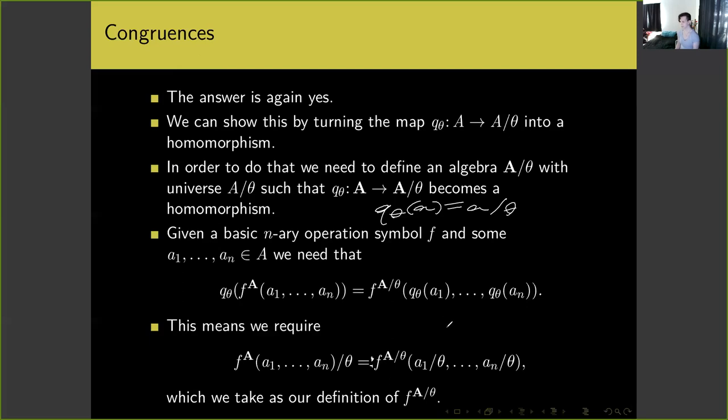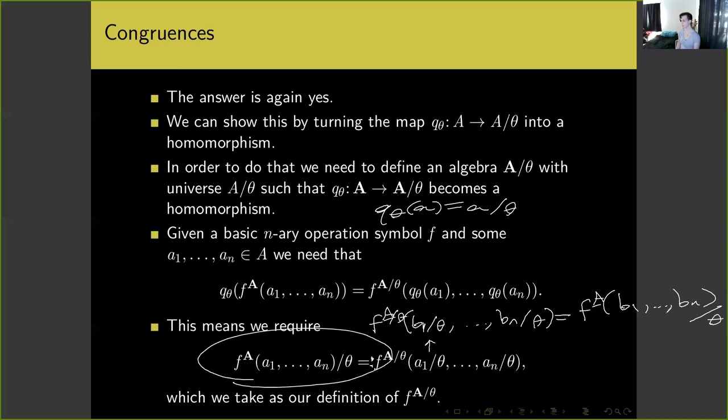So if we had that, for example, this was also the same thing as B1 mod theta, because A1 and B1 were in the same equivalence class, and say we chose other representatives up through BN for these equivalence classes, then it might be natural to wonder whether we still get the same value if we instead compute this according to these representatives instead. So from this definition, we would have that this is F computed in A of B1 through BN, and then the equivalence class of that mod theta. And so then the question is, are these two equivalence classes the same? Is this equivalence class the same as this equivalence class?